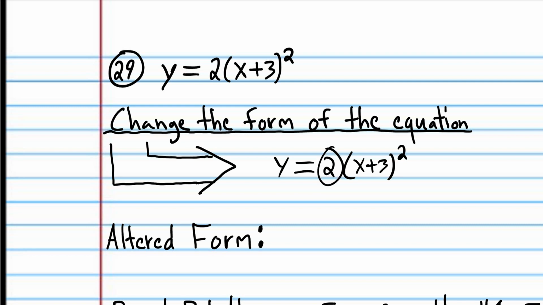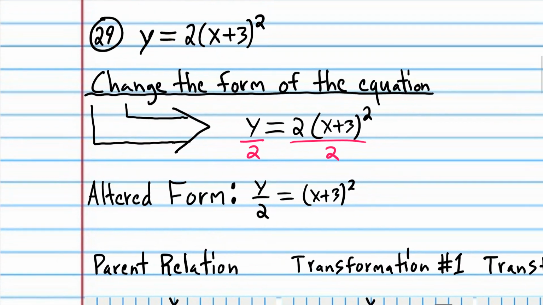And we're going to somehow move that 2 to the other side. Now, obviously we have parentheses here, so that means we're multiplying (x + 3) squared by 2. So we're just going to divide both sides by 2, and we get y over 2 is equal to (x + 3) squared. And now you can see that we're adding 3 to x and we're dividing y by 2. So this is obviously a translation and this is a dilation.